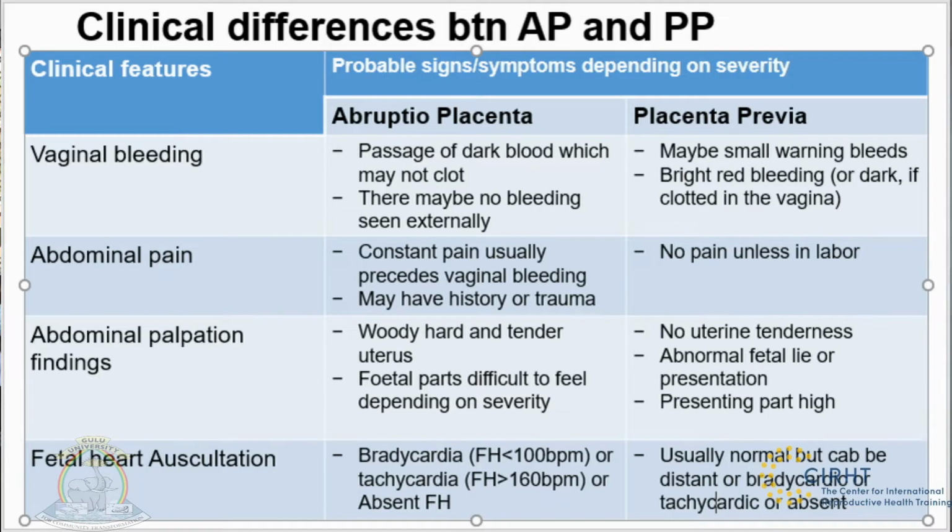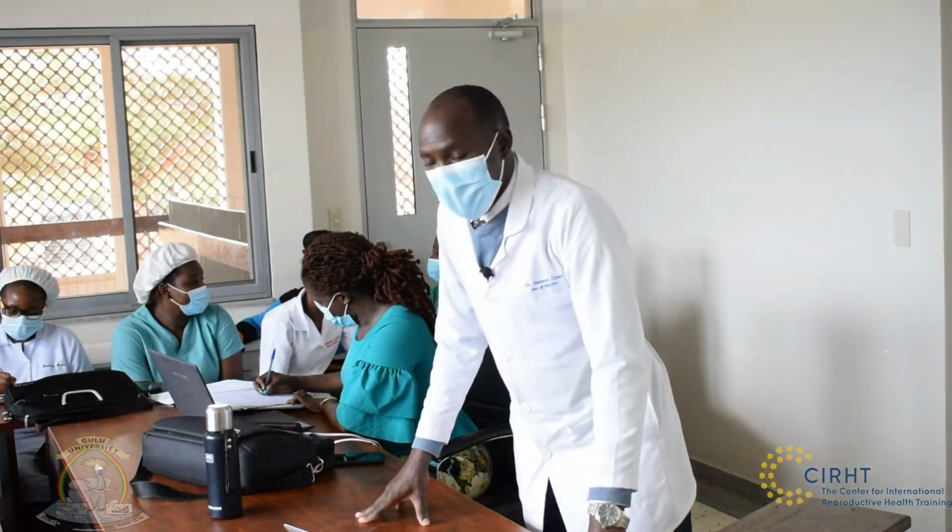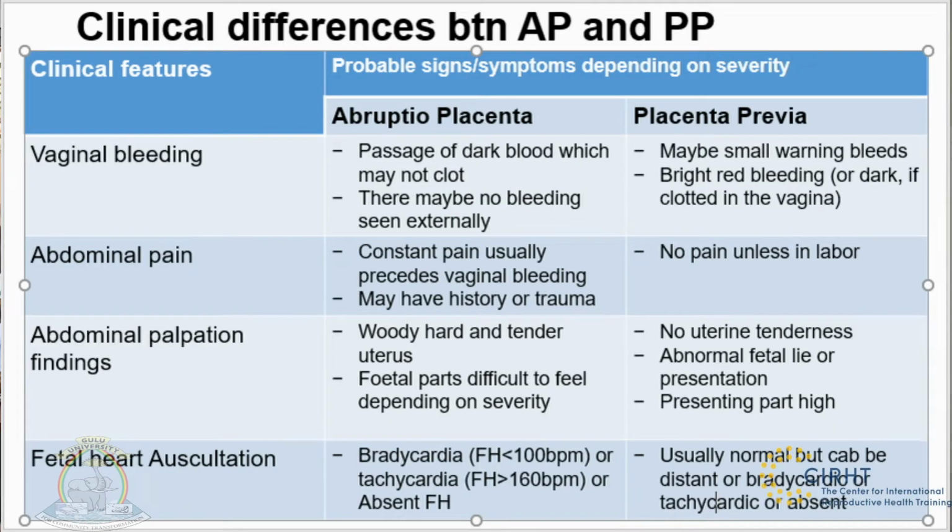In abruptio placenta, normally these women pass dark blood, which may not be clotted, sometimes may be clotted when the bleeding has been there for some time. And there may be bleeding that is seen externally or may not be seen. I have projected for you the initial picture that illustrates that it can be concealed or it can be revealed. Meanwhile, on the other side, for placenta previa, there may be just a warning bleeding or just bright red bleeding. This blood gets collected within the vagina. It can actually form clots. Sometimes you can even be able to see the clots.